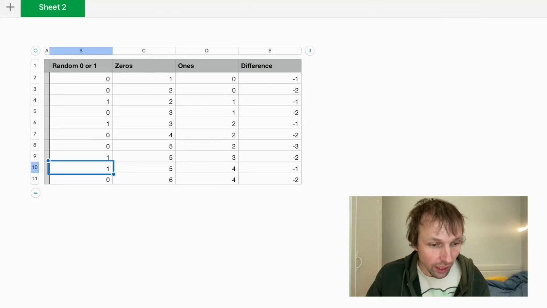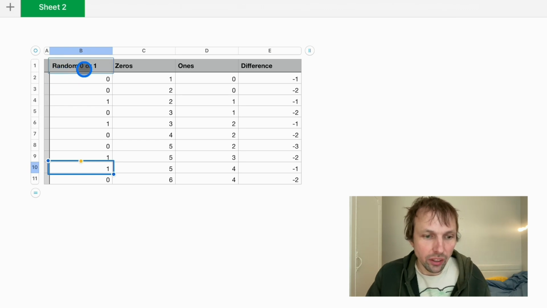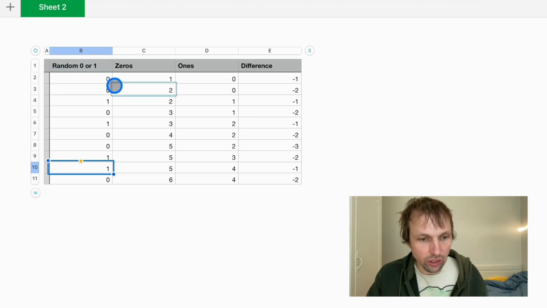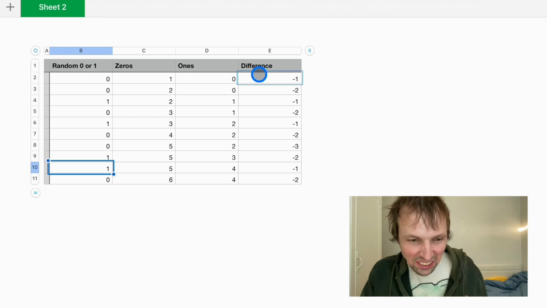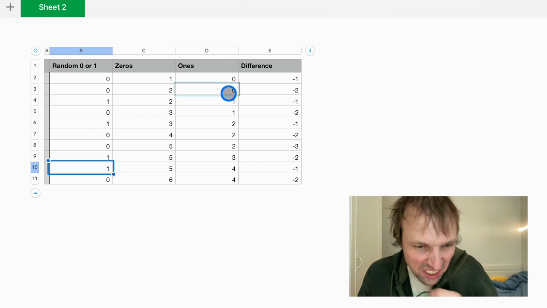I've been wondering how random is random. So I made a little table here. Here is random zeros or ones, and then in this column there's zeros and there's ones, and then there is the difference between zeros and ones. And I'm proud to say that I actually programmed it all by myself.